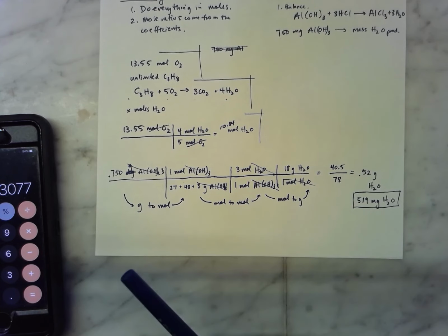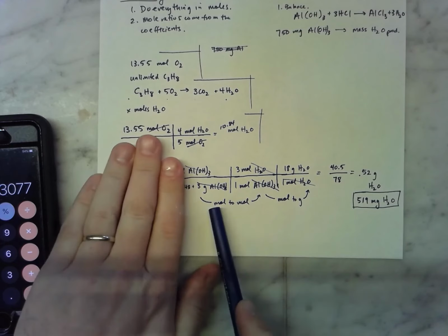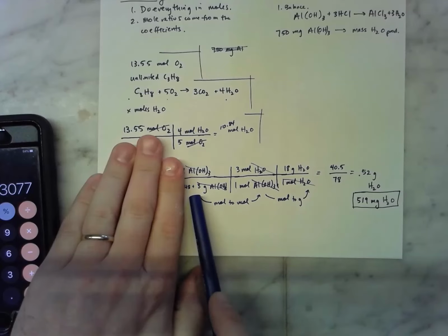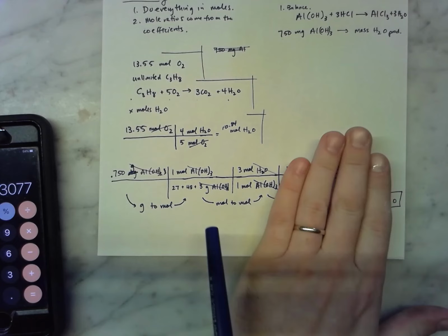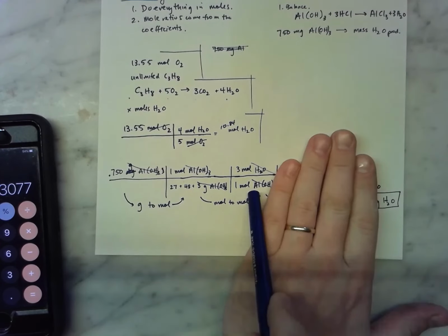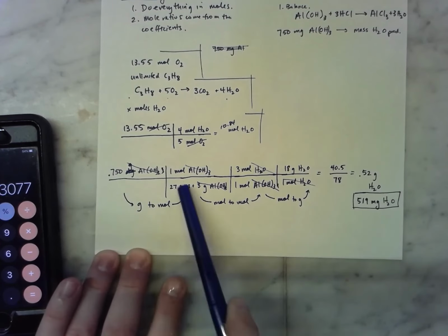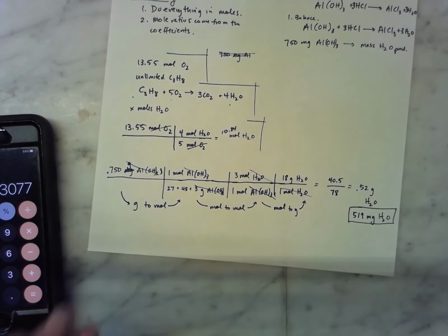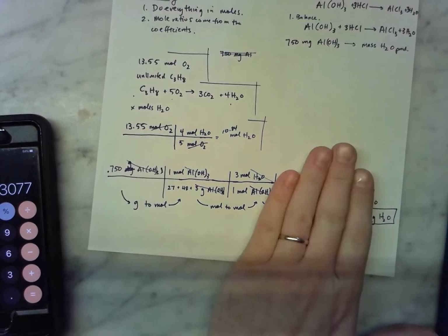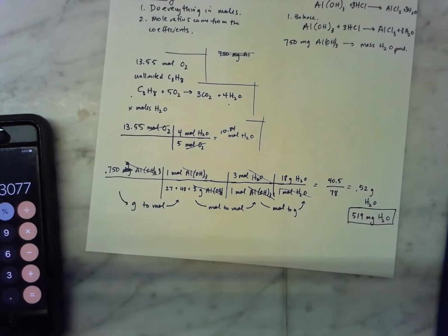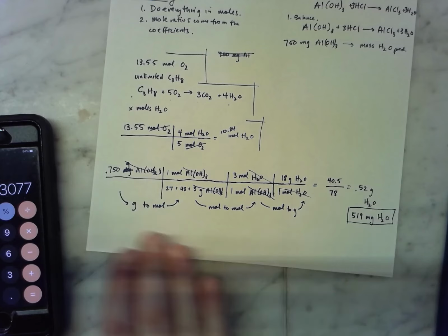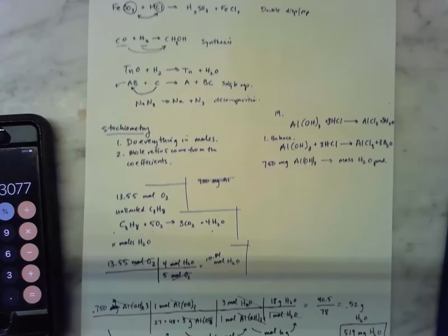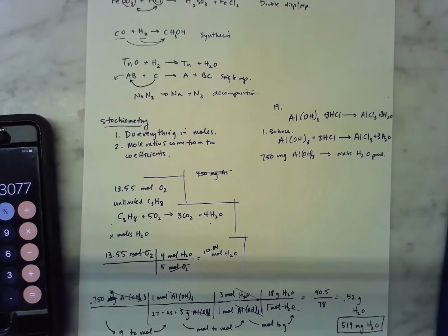And just read your question carefully. Sometimes you'll be given moles and end up in grams, which means you've only got to do this step and this step. Sometimes you're given grams and you're going to go to moles, so you only got to do this step and this step. Sometimes you got to do grams to grams, so you're doing the whole thing. It's always the same order, and it's always this same conversion pattern, and it all comes from a balanced equation right there.